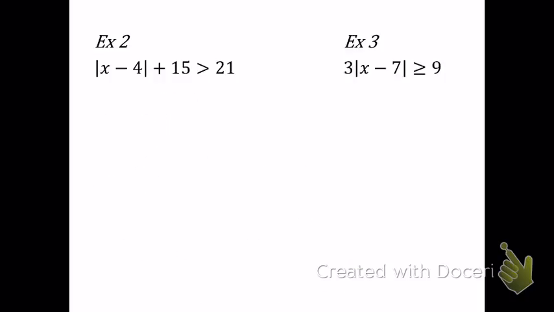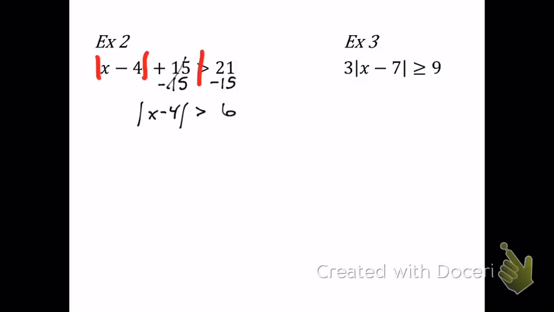Okay, so we've got a couple more to do a little bit of practice. We've got the absolute value of x minus 4, plus 15, is greater than 21. I see a problem here because on the left side I have my absolute value, but I've got something outside the absolute value. I've got this 15. I need to get rid of the plus 15 before I can solve it. So I subtract 15 on each side, and it leaves us with the absolute value of x minus 4 is greater than 6.